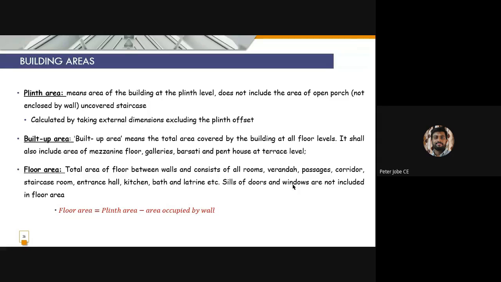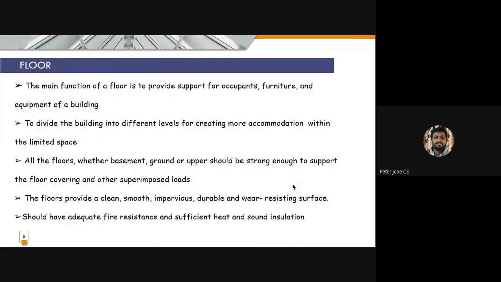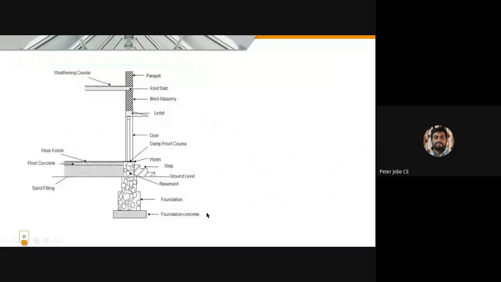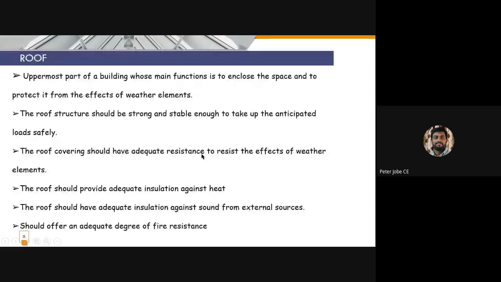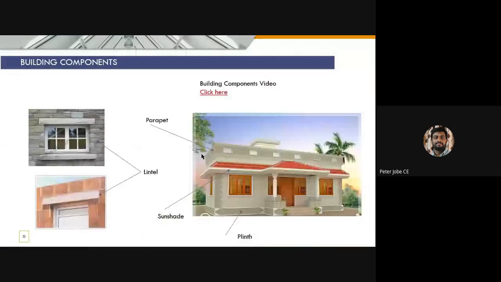So we'll move on to the next thing we had discussed earlier, the building areas. We have talked about several areas. First, we'll discuss plinth area. Plinth area means the area of the building at the plinth level. If we go back to our drawing, we'll see this is the plinth.